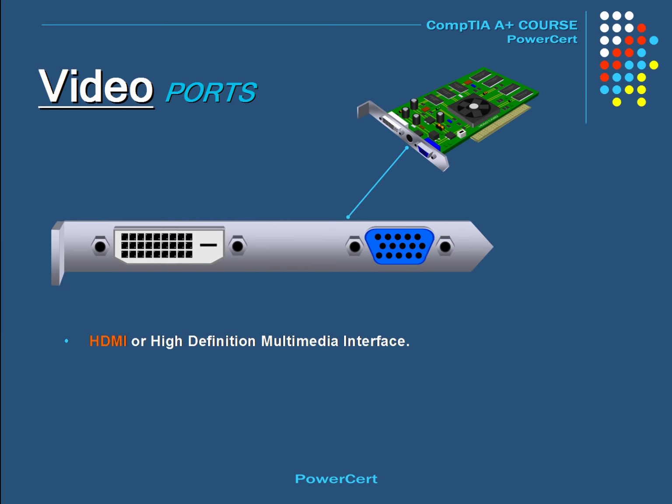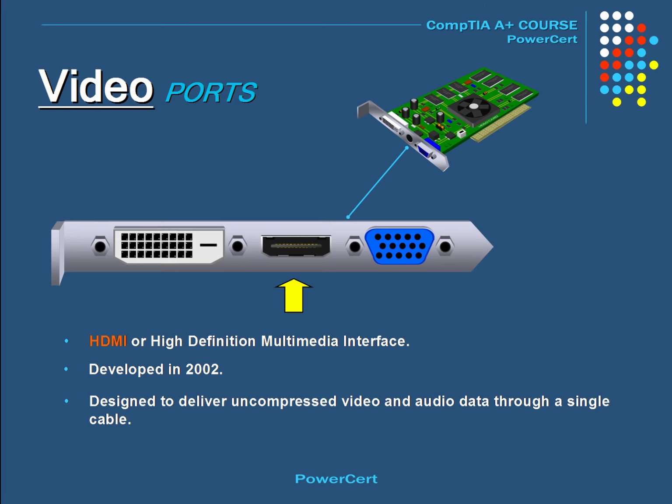Another type of video port is called HDMI, which stands for High Definition Multimedia Interface. HDMI was developed in 2002, and it was designed for transmitting uncompressed video and audio digital data through a single cable. HDMI is one of the best standards for high definition in consumer electronics, delivering crystal clear video as well as audio.